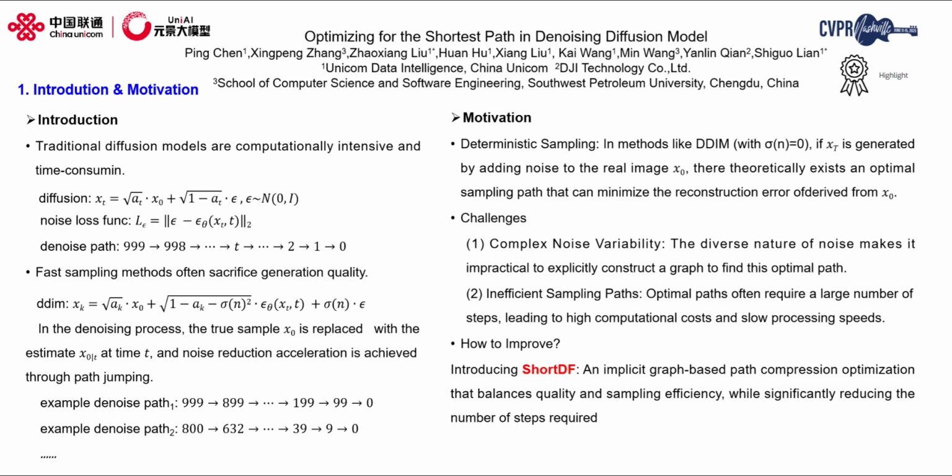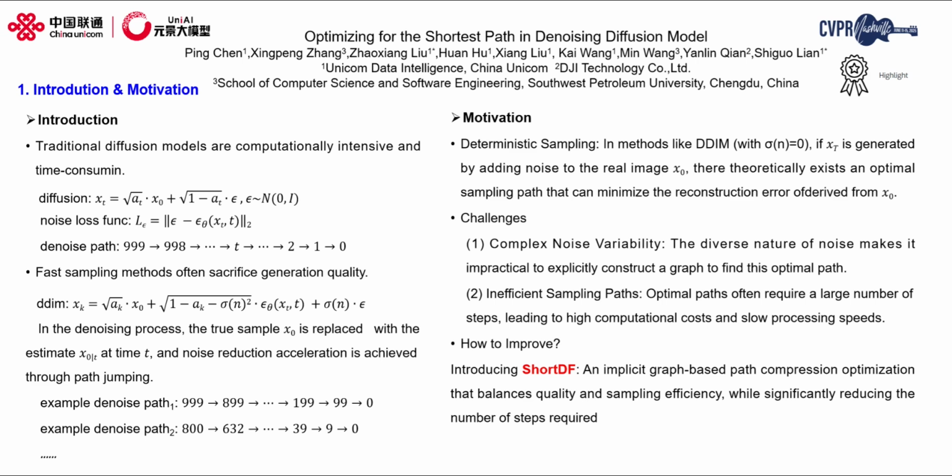However, we face two major challenges. Complex noise variability. The inherent diversity in noise makes it impractical to build an explicit graph to find the optimal path. Inefficient sampling paths. Even when optimal paths are identified, they often require many steps, leading to high computational costs.